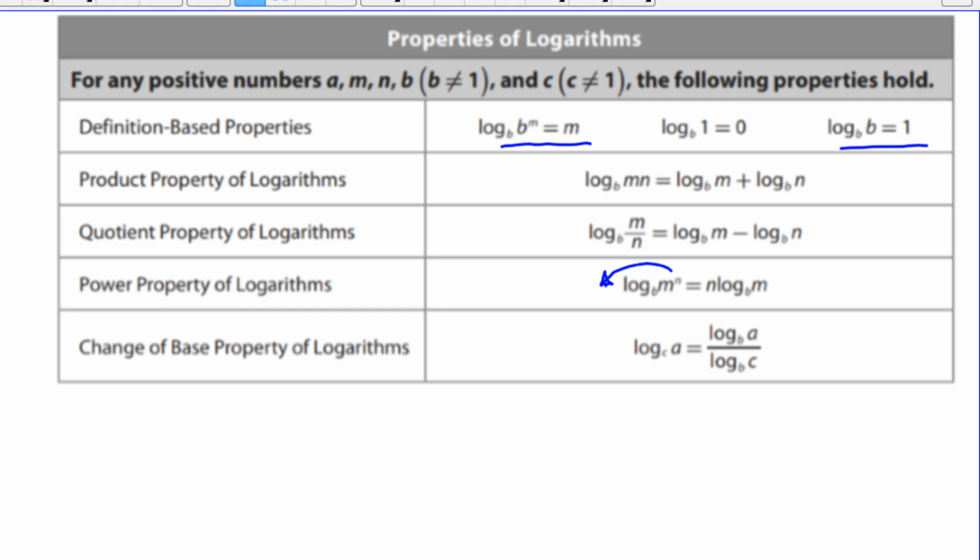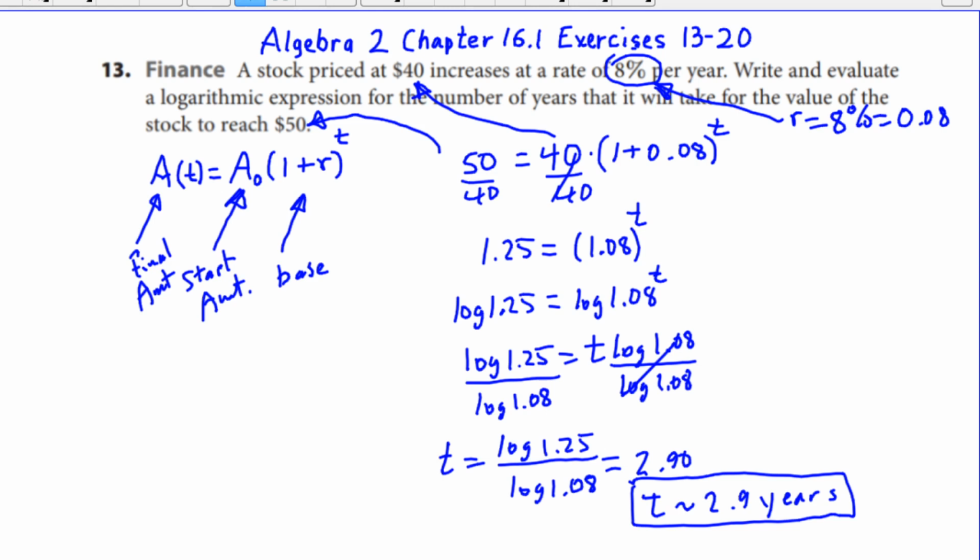Okay, properties of logarithms. Problem 13.